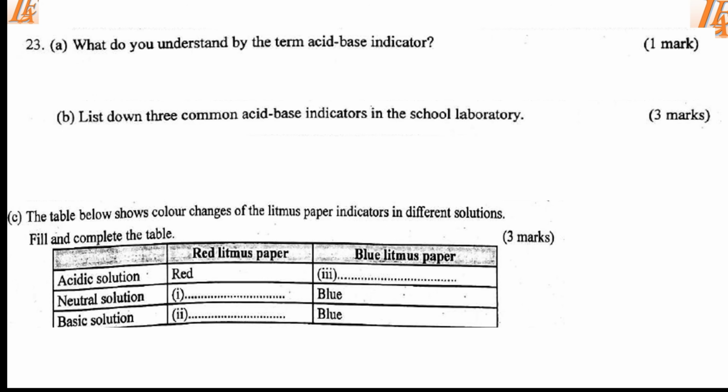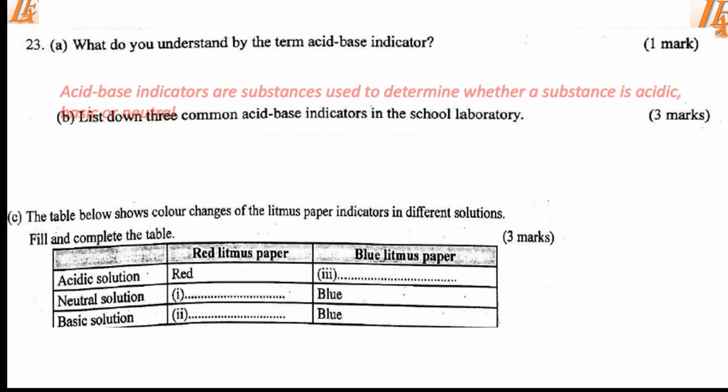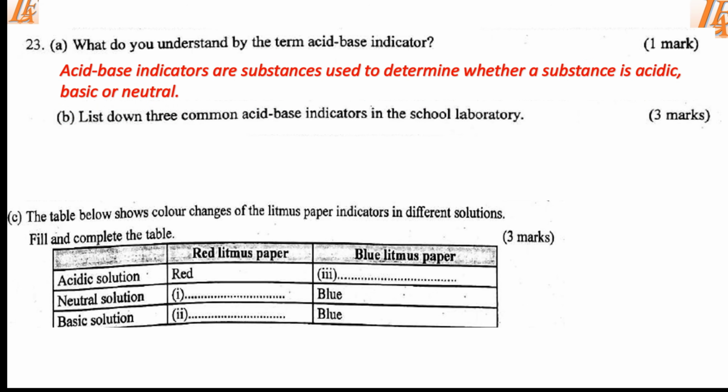Question 23. What do you understand by the term acid-base indicator? An acid-base indicator is a substance that is used to determine whether a substance is acidic, basic, or neutral. So if you have any substance which you can use to determine whether a substance is acidic, basic, or neutral, that's what we call an acid-base indicator.